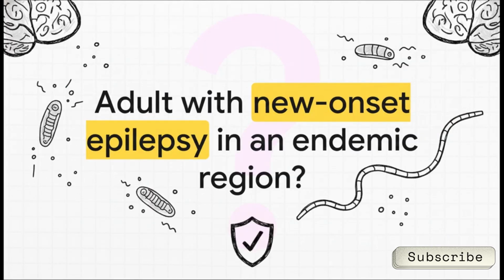All right, we've covered the life cycle, the clinical presentation, the diagnostics, and the treatments. But before we wrap up this explainer, I want to leave you with one final thought. It's the most classic exam vignette you're ever going to encounter on this topic. If an adult patient presents with new onset epilepsy in an endemic region, what parasitic infection absolutely must be at the top of your differential? Keep that answer, neurocysticercosis, locked in your mind, and you are going to completely dominate your exams.